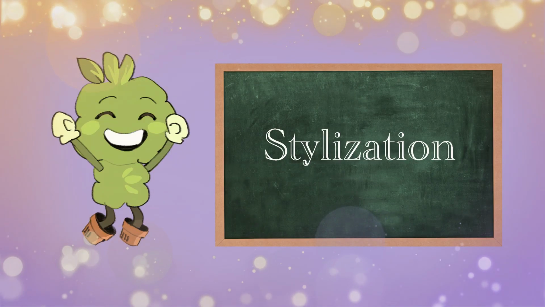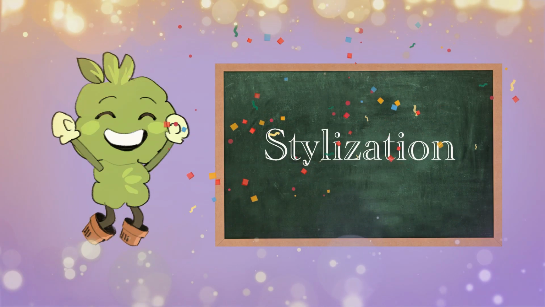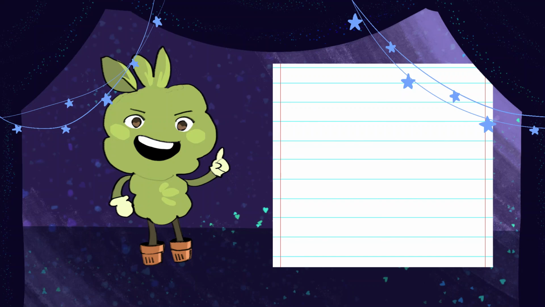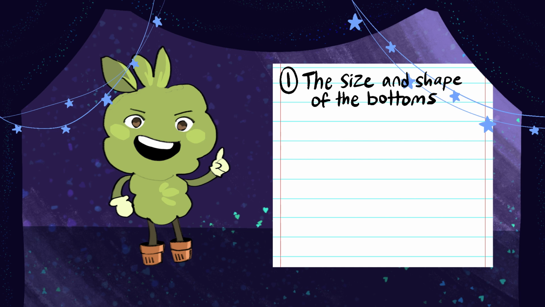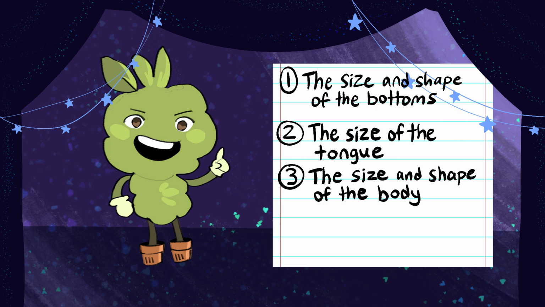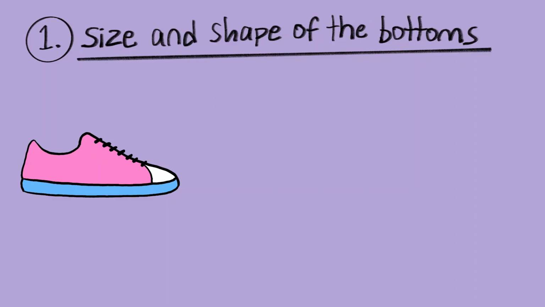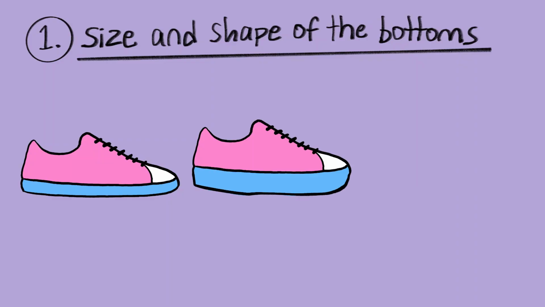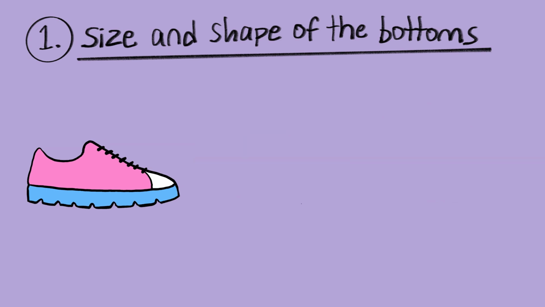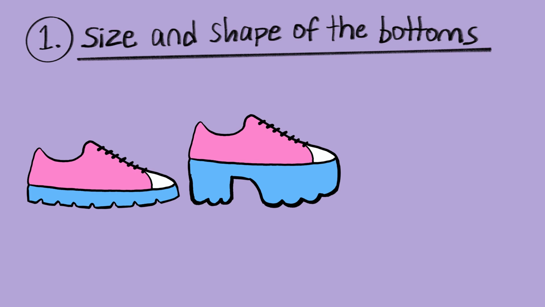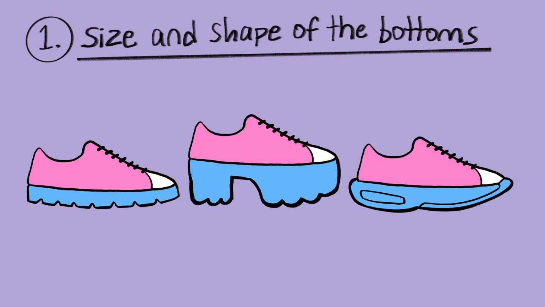Now that we have the structure down, let's move on to stylization. I think sneaker stylization can be summarized into these 4 aspects: the size and shape of the bottoms, the size of the tongue, the size and shape of the body, and the decor. For the size of the bottoms, varying its thickness will change the height of the shoe and how chunky it is. Changing the shape determines the traction and can change it from a heeled sneaker to a running shoe.